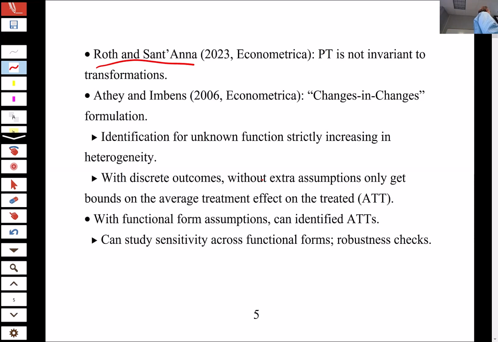So anyway, in this changes-in-changes work, it's a two-period framework. They didn't have control variables, so it was fairly stylized, but they did show that you could get identification of the average treatment effect on the treated without making parametric assumptions. My motivation is that I really want to have more general settings, and I'm willing to make a parametric assumption in order to point identify the average treatment effects rather than just getting bounds on it.